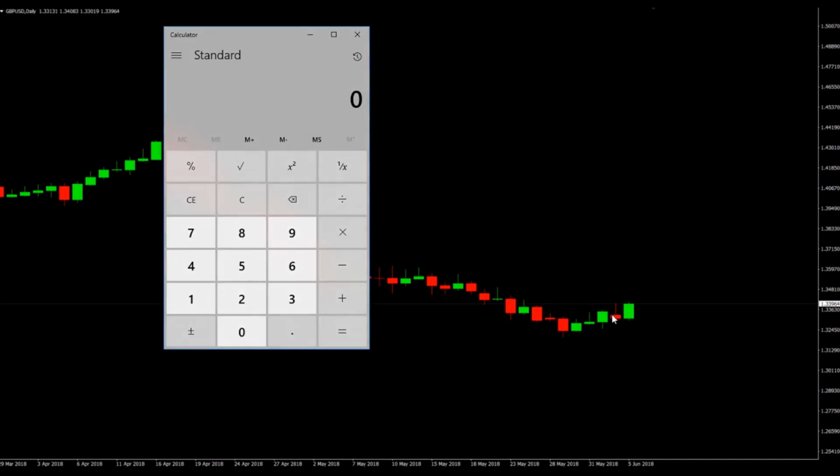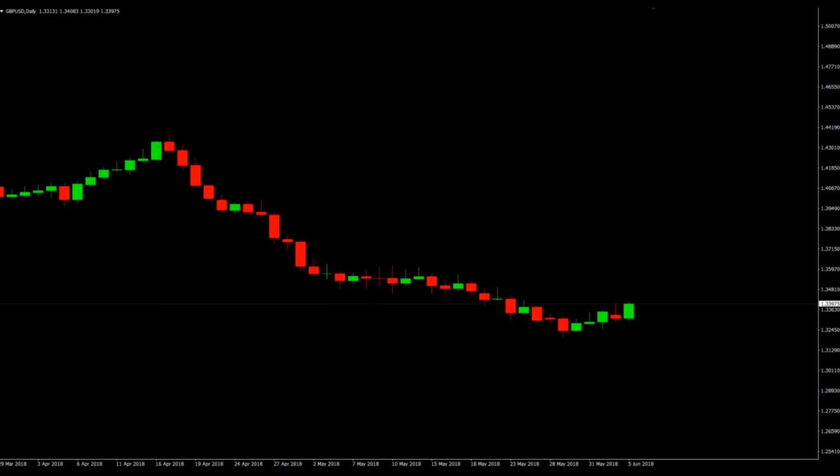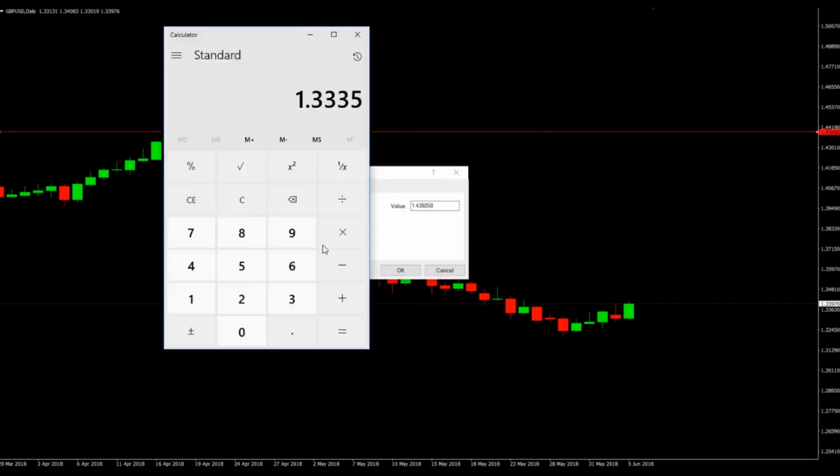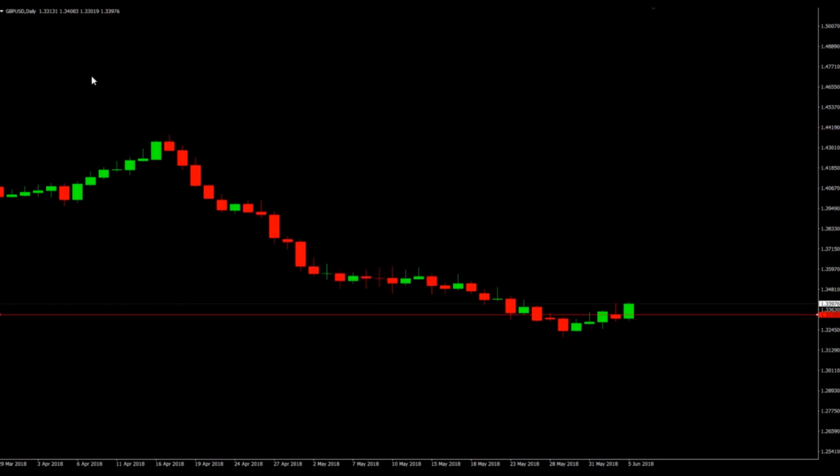Here we go. I'm going to place the high price first of all, 1.3398 plus 1.3294 plus 1.3313, and I will be dividing it by 3 in order to calculate the pivot point. And then I will be drawing a horizontal line and putting the same figure which I calculated right now. Just simply copy and paste it here, and here we go.